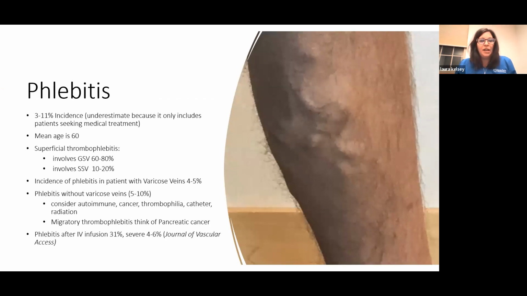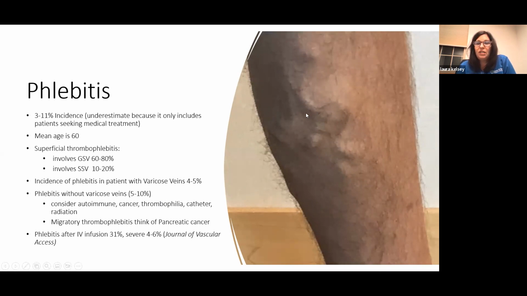We're going to go into phlebitis. Eddie did a really great job with this not more than a couple weeks ago. So again, the incidence is estimated at about 11%, and we don't know because we don't know how many people don't seek medical treatment. If you have phlebitis in a varicose vein, you think, well, it's probably the varicose vein. If you have phlebitis without the varicose vein, you have to start thinking of other things that provoked it: autoimmune disease, cancer, thrombophilias. Remember migratory thrombophlebitis, you have to think of pancreatic cancer. And phlebitis can happen after IV infusions, so it's not insignificant. And we'll talk about upper extremity clots in a minute.